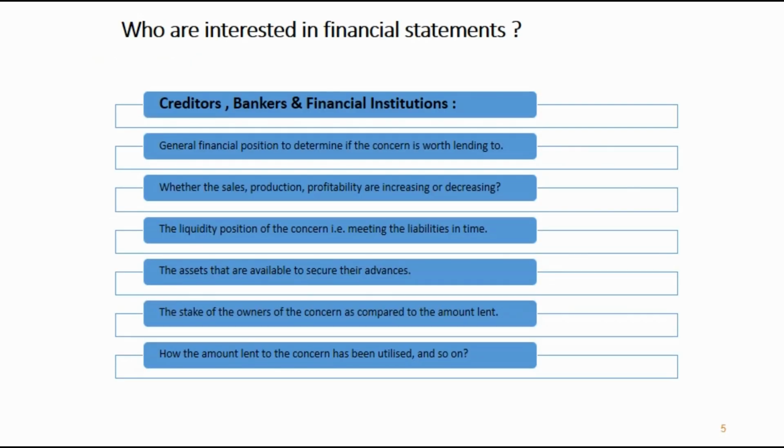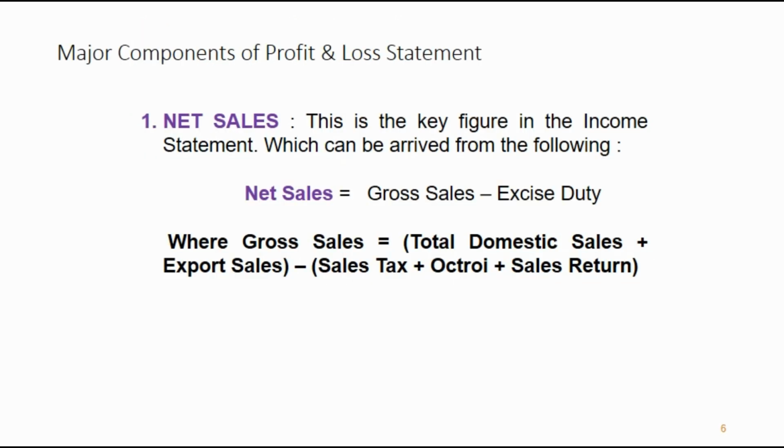So other people who may be interested in financial statement are creditors, bankers, financial institutions: general financial position to determine if the concern is worth lending to, whether the sales, production, profitability are increasing or decreasing, the liquidity position of the concern, that is whether they are meeting the liabilities in time, the assets that are available to secure their advances, the stake of the owners of the concern as compared to the amount lent, how the amount lent to the concern has been utilized, and so on.